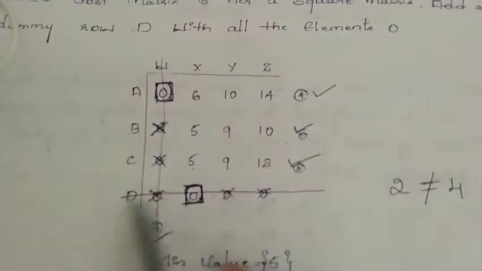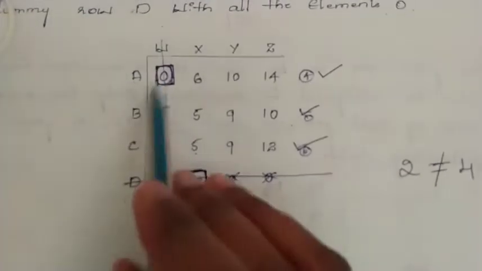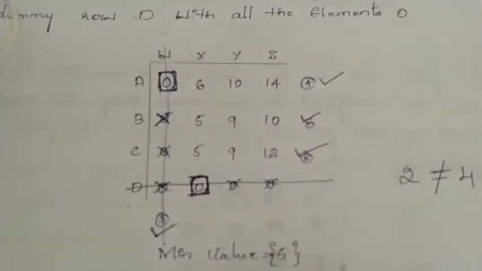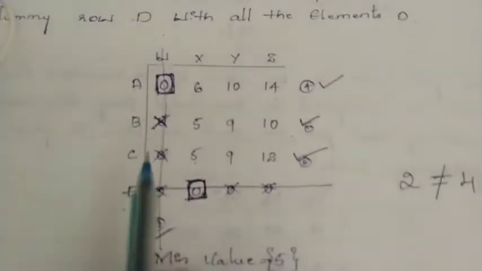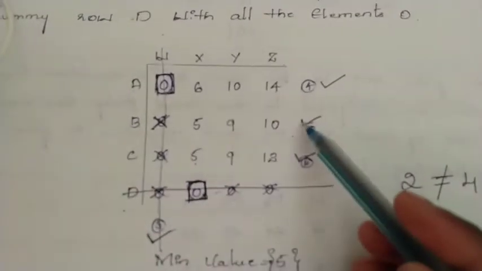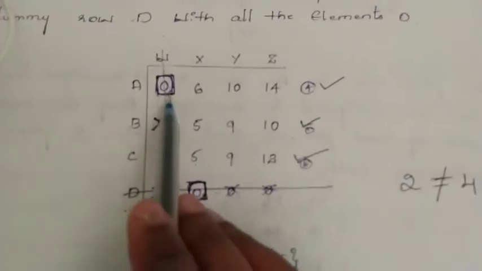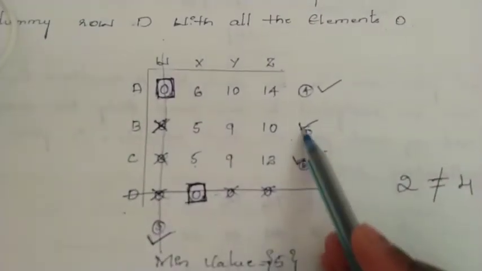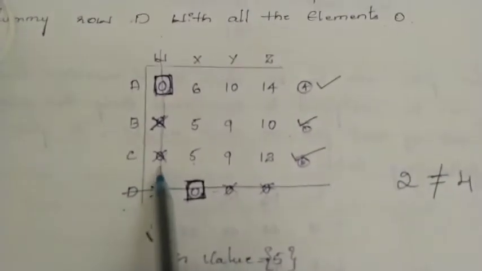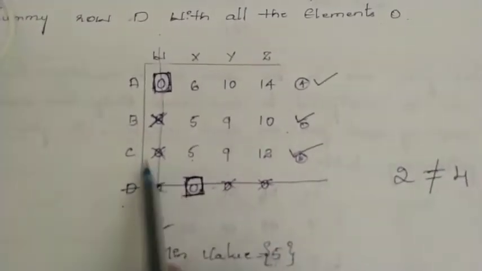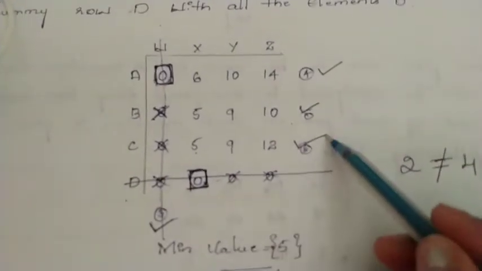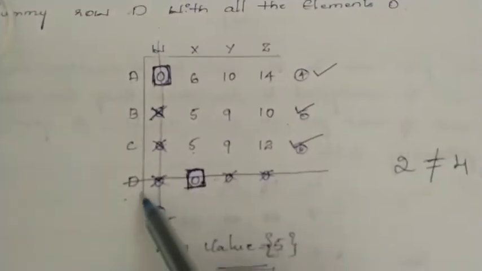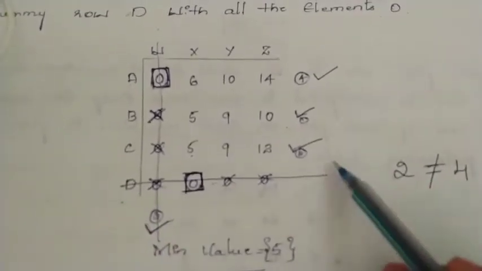Now you need to draw the lines. That is, the minimum number of lines to be drawn in order to cover all the zeros. For that, first you need to identify the unassigned rows. In this row, there is an assignment, so it is not marked. This is an unassigned row, which will be marked with a tick mark. Come to the third one. This also has no assigned 0, so just mark it. After that, the fourth row is assigned, so there is no need to mark it.